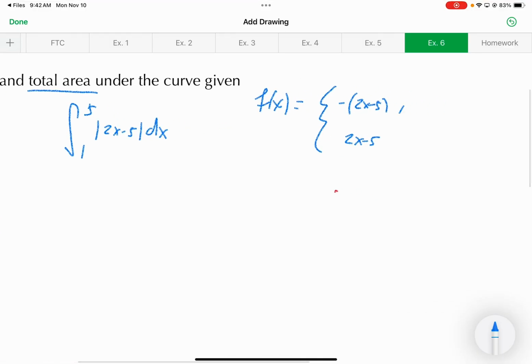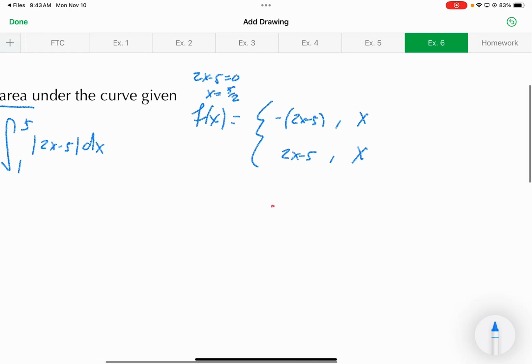But we've got to find where our domain splits. Where will my function change from one to the other? At what x value? 2.5, 5 halves. And where'd you come up with that? Where it equals 0. Yeah, so where the inside of that absolute value equals 0, that's where my domain is going to switch. So 2x minus 5 equals 0, and that's where we ended up with 5 halves.